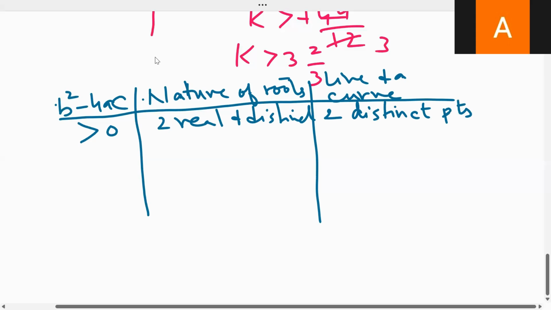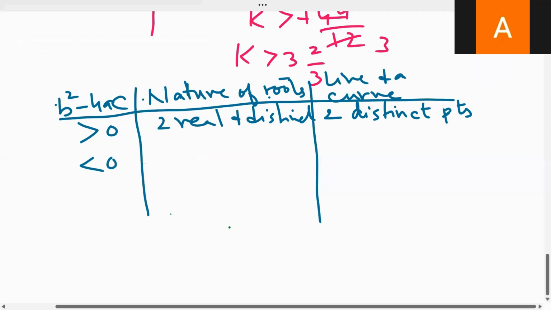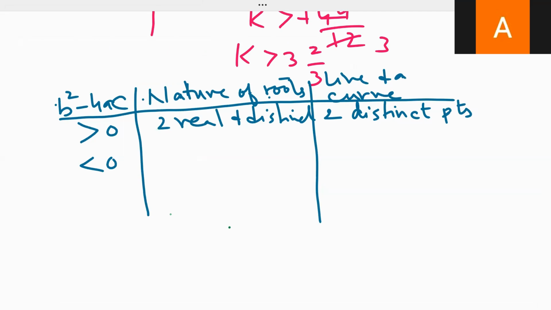Similarly, if the value of the discriminant is less than 0, you will get the value of the discriminant. When you solve a line and a curve simultaneously, you get an equation with a single variable. So when you solve the line and curve simultaneously, you get a single quadratic equation with one variable only.